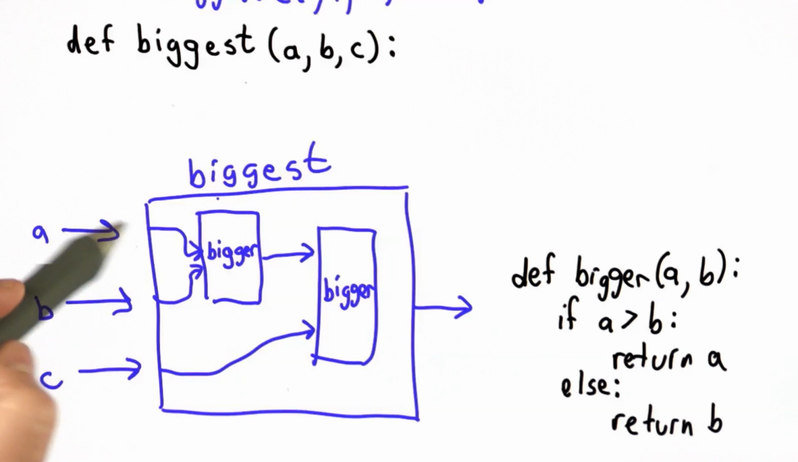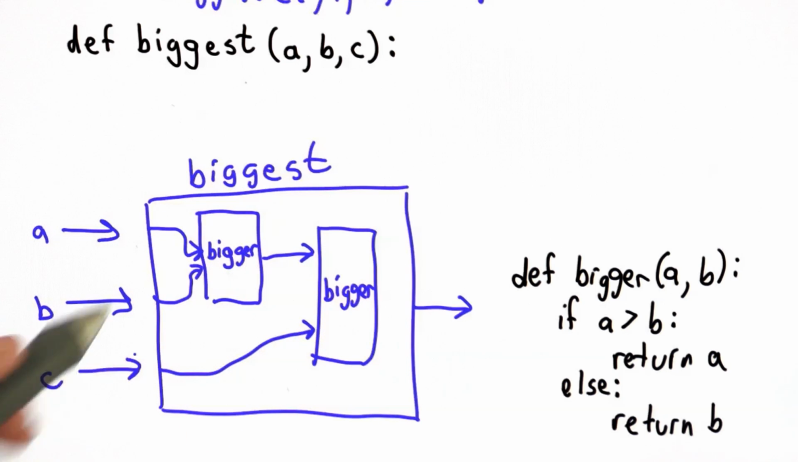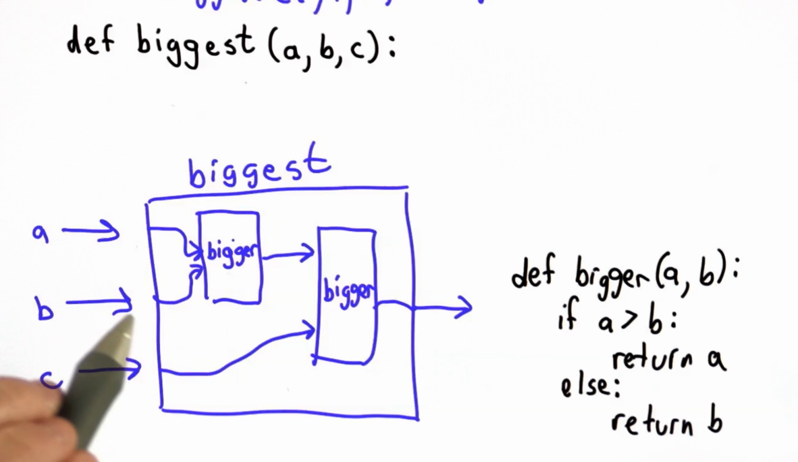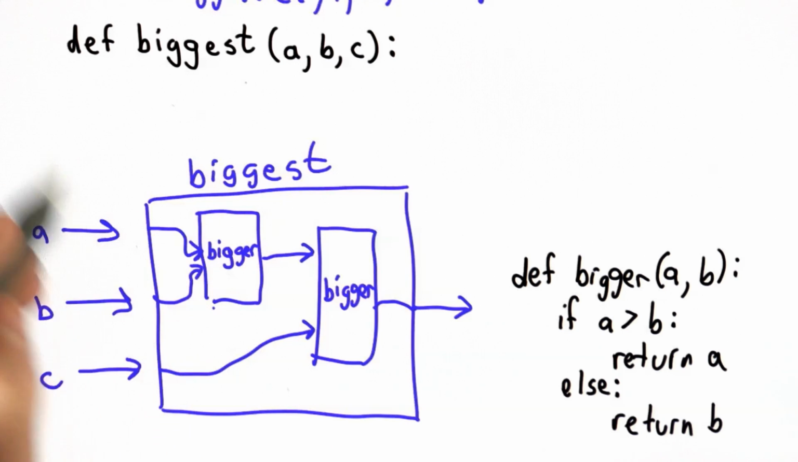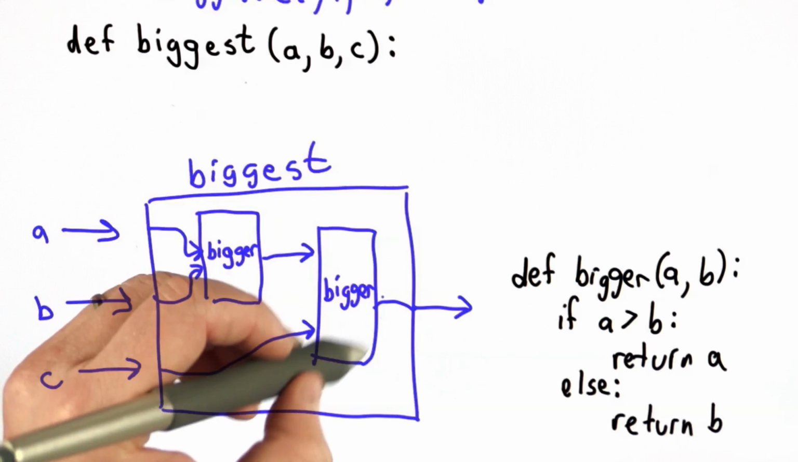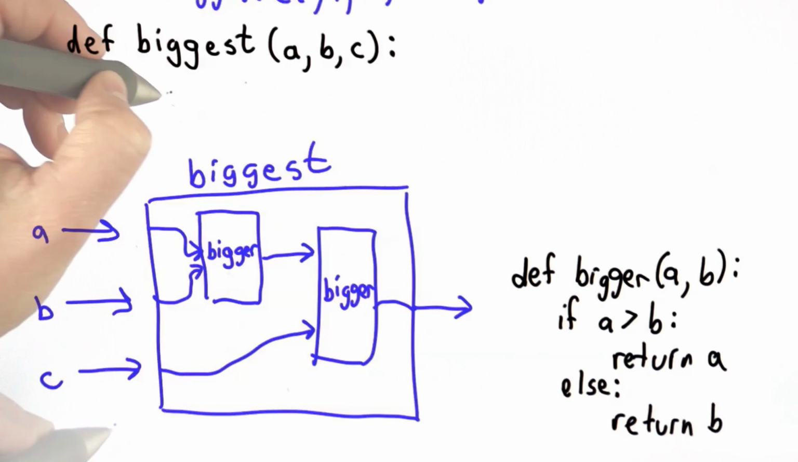So the inputs to this bigger procedure will be the result of bigger of A and B and the input C. And the output of that will be the biggest of the three. So this is composing two calls to bigger. We want the inputs to the first call to be A and B. We want the output of that call to be one of the inputs to the next call. So here's how we can do that in code.